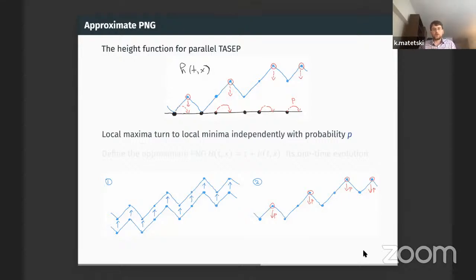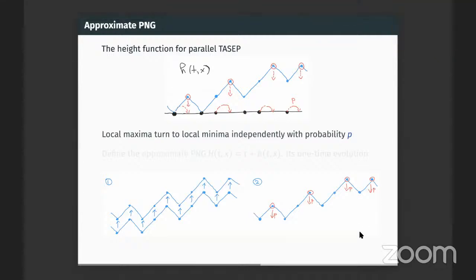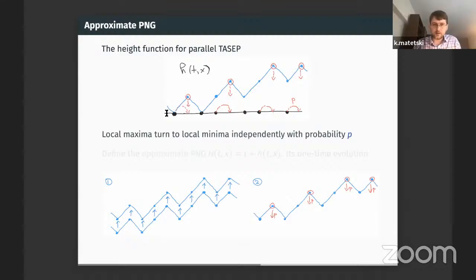Okay, so now I want to explain how to go from the parallel TASEP to the PNG growth. So let me first remind you what is the evolution of the height function for the parallel TASEP. Again, we have particles on the integer lattice. Now I build the height function so that with time it evolves down. So each local maximum tries to turn to a local minimum independently of the other local maxima with probability P.